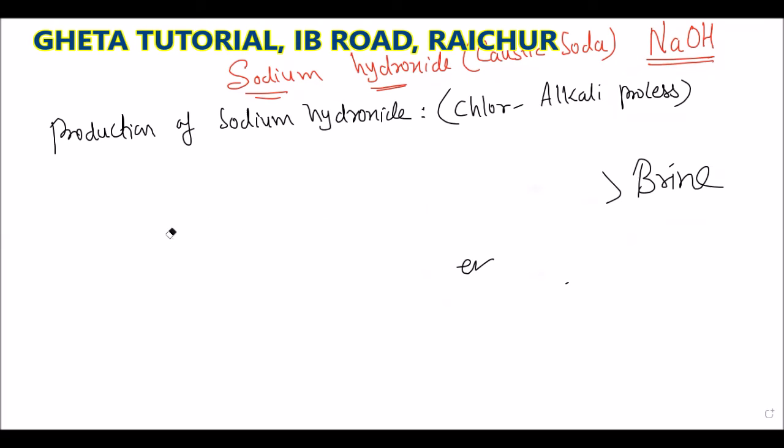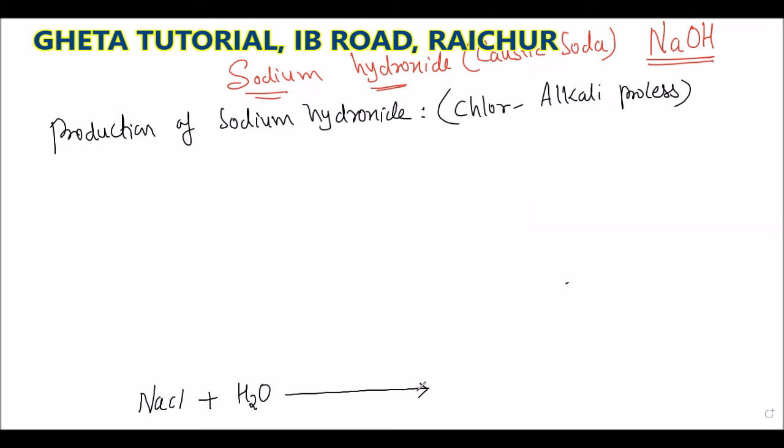It is very, very simple to get the NaOH. What do we have to do now? At the last, I will write the reaction. What is the reaction here? NaCl, sodium chloride, with water added. This solution is called brine solution. So in this we have sodium chloride plus water. So this is the brine.